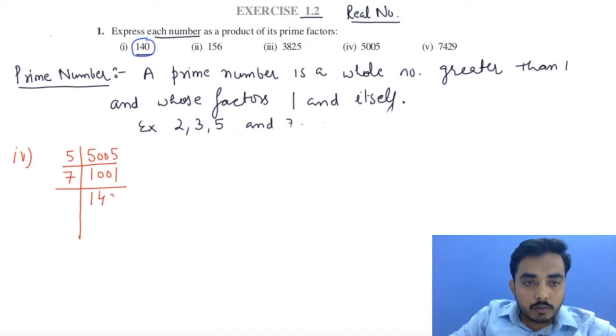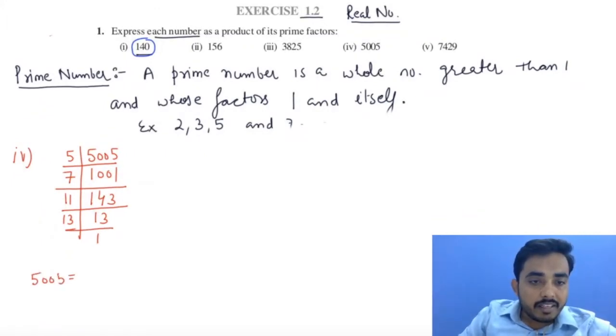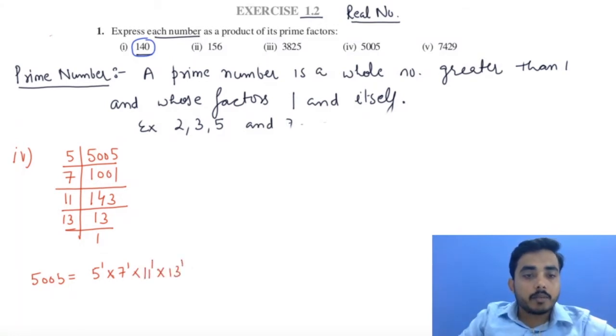So this is 143. Now let's divide this by 11. So this will be 13. So this is in the table of 13, it is 1. So 5005 can be rewritten as 5 one time, 7 again one time, 11 again one time, and 13 again one time. Okay, so these are the prime factors of 5005.